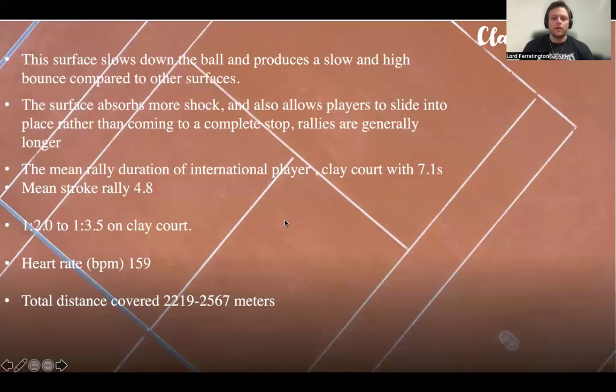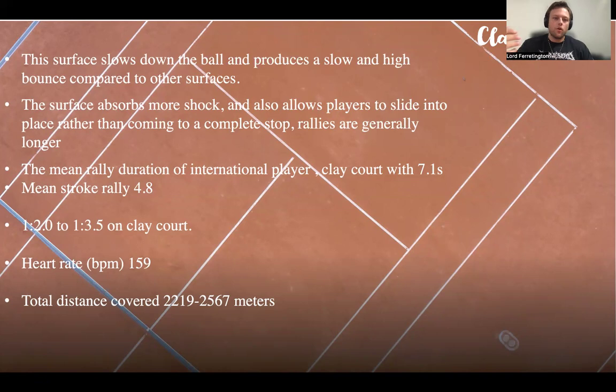Now we'll begin with the clay surfaces. They are made of crushed shale, stone, or brick. This is a surface that will slow down the ball and produce a slow and high bounce compared to other surfaces. This makes rallies generally longer and more suitable for baseline players and players who like to play more tactically and use a lot of spin and find great angles.